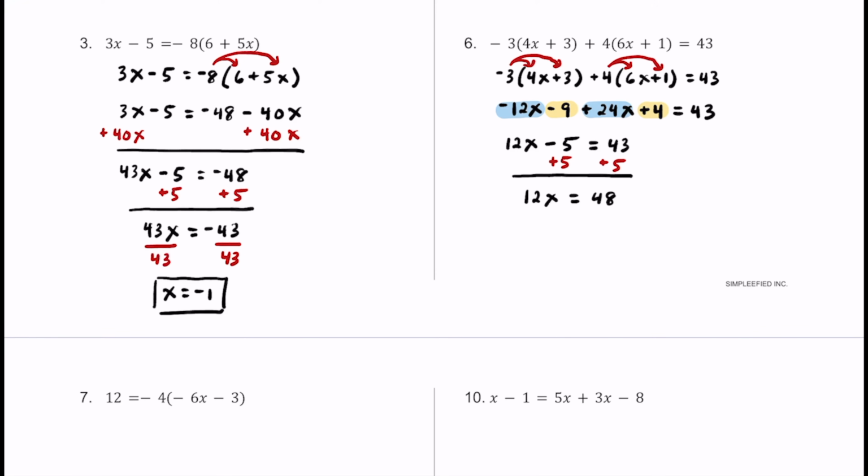Okay, now to get the coefficient of x to be 1, let's go ahead and divide both sides by 12. So when this cancels out, we'll just get 1x instead, right? 12 over 12 is just 1 or 1x. So we can write x is equal to, and on the right side, 48 divided by 12, that's going to be equal to 4.